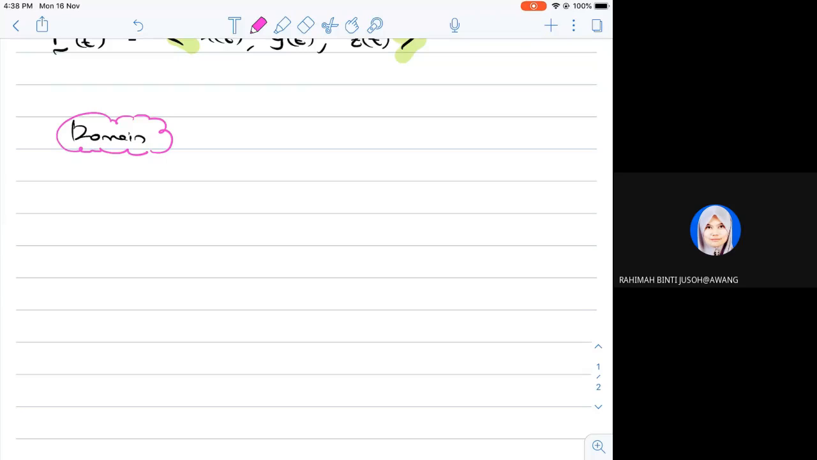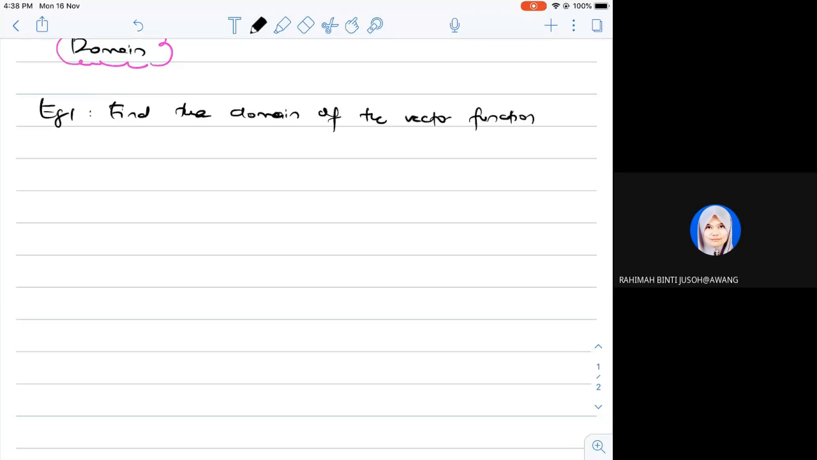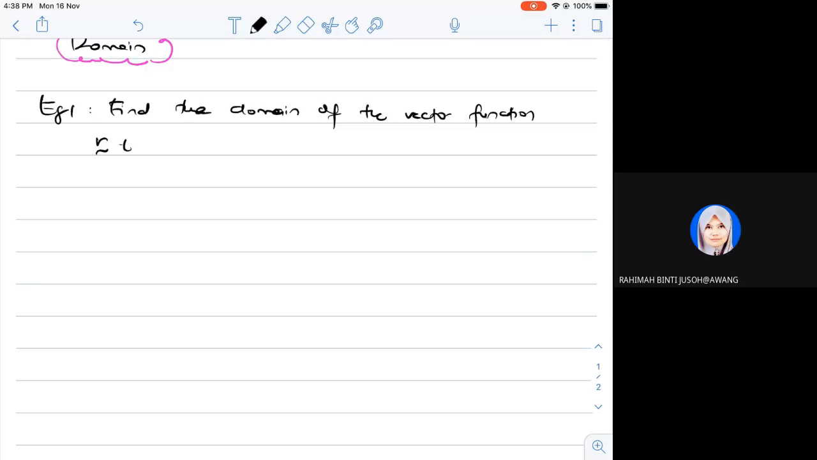I'll give you one simple example. Example 1. Find the domain of the vector function. Let's say your vector r(t) equals 3t, sine 2t, and then exponent 2t. So what we need to do here is identify the domain for each component, I, J and K. We have to find them one by one.